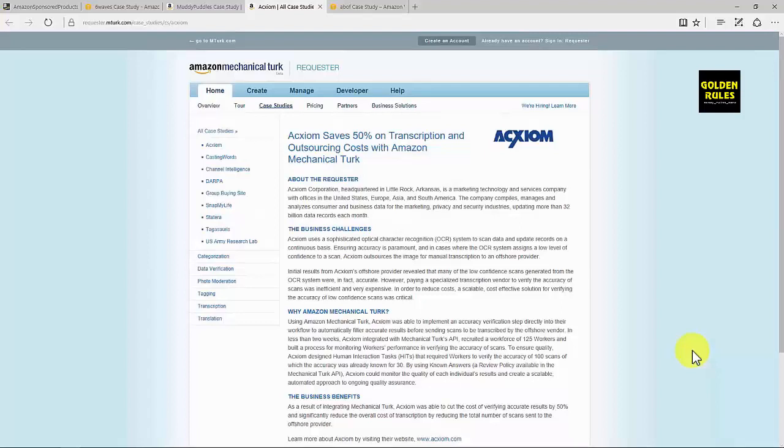Axiom leveraged a task force comprised of 125 human workers in the Amazon Mechanical Turk platform, ensuring at the same time the quality of the output through an automated process. Results: the company saw a 50% reduction of costs on verification only, which incidentally also helped to cut on transportation costs.